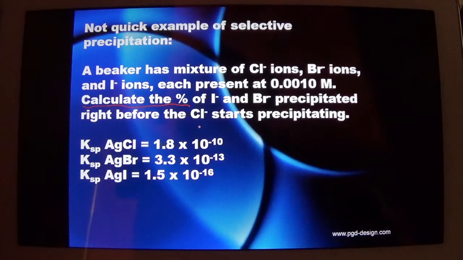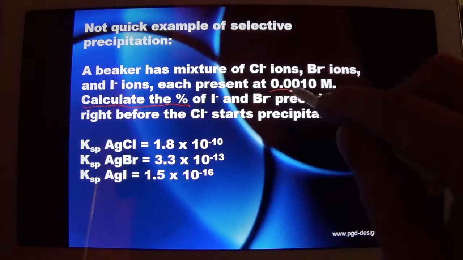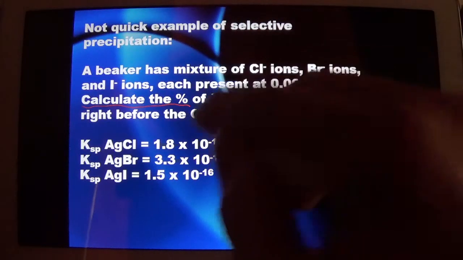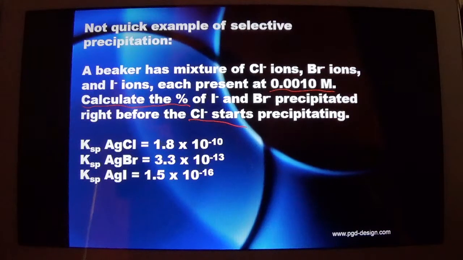I know it sounds super complex. It really is not. Percentages are one of the easiest things that we do in AP Chemistry because it's just a part over whole. Here's where we need to start thinking. What is the part that I'm looking for? What would be the whole amount that I'm looking for? We are given the whole amounts. We will need to calculate the parts. What parts are precipitated out when the Cl starts precipitating?